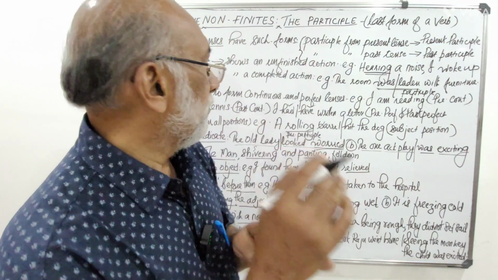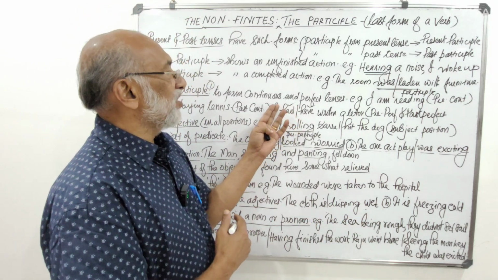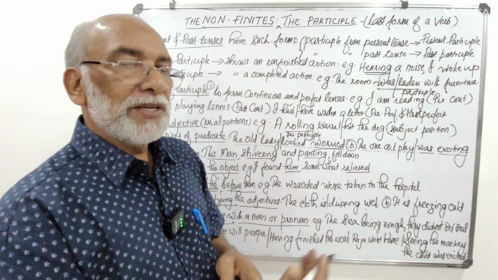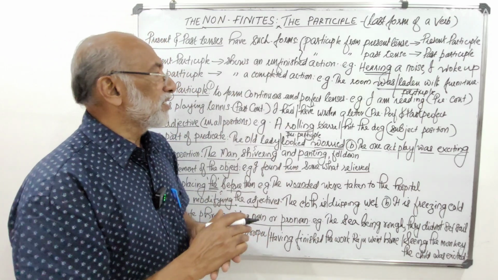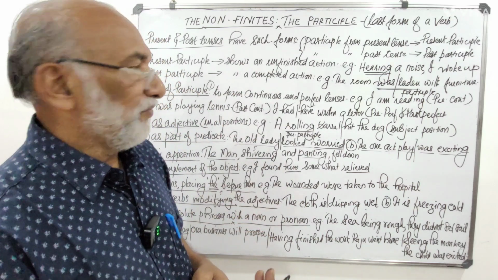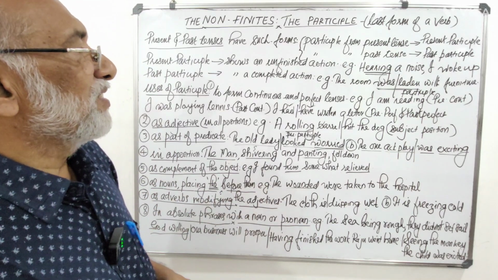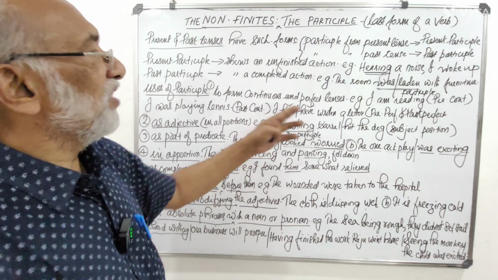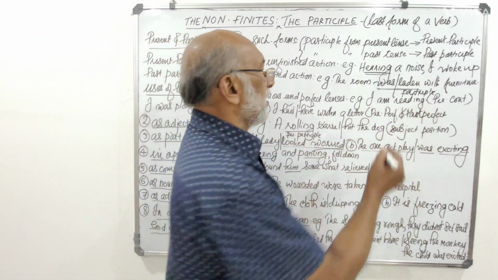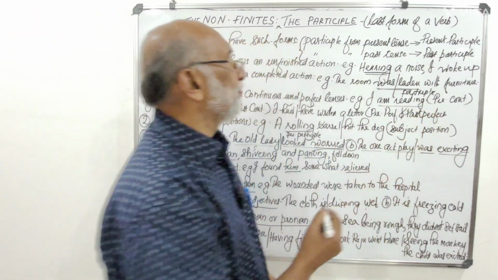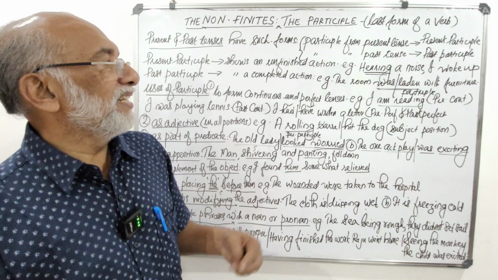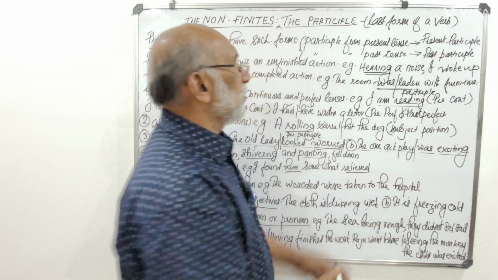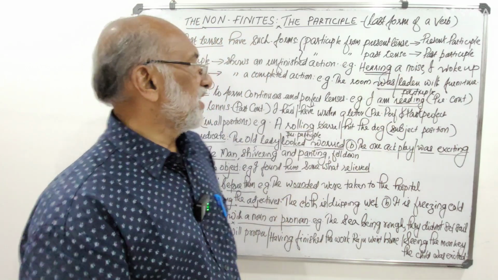So participle can be used to form continuous tenses and perfect tenses. It can be present perfect or past perfect or future perfect. So in all the perfect tenses we can use the participle, and in continuous tense. Let's see examples. I am reading. Here am reading is the tense form, and that is present continuous. Reading, the participle, is used to form the present continuous tense.